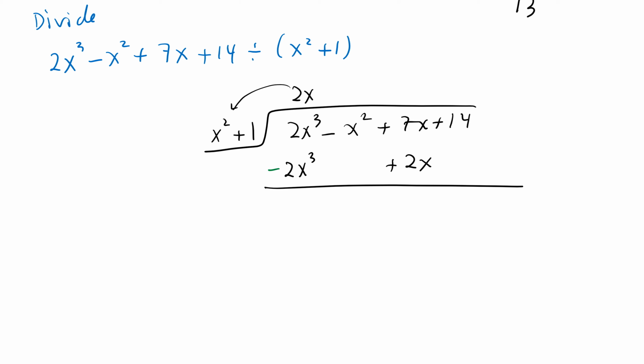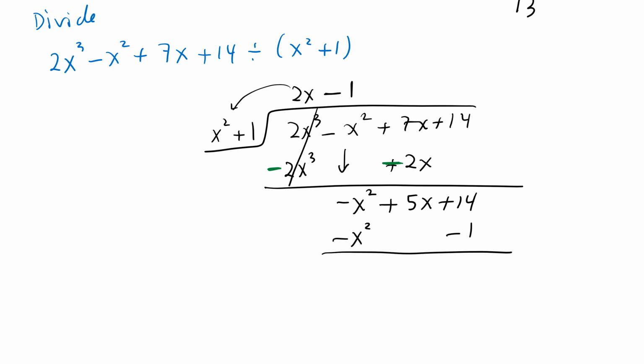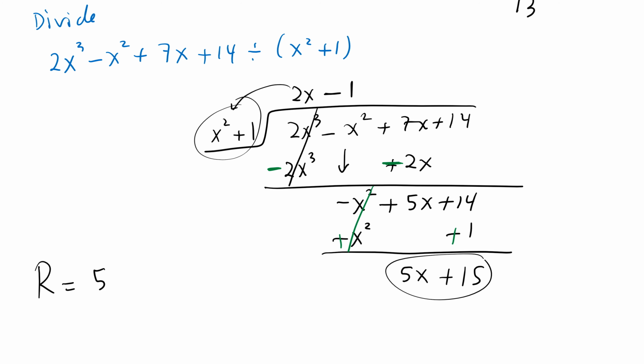We always switch the signs and add, or you can subtract. So these cancel, bring that down. Negative x squared plus 5x plus 14. Then minus 1, multiply: minus x squared minus 1. Switch the signs. These cancel out. That gives me 5x plus 15. We can't go further because the degree of the divisor is more than this, so you can't multiply to find anything more. So the remainder here is 5x plus 15.